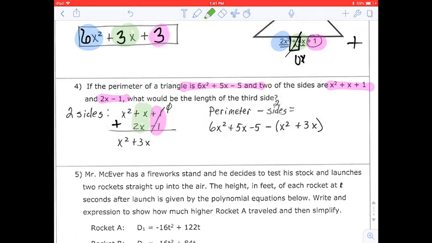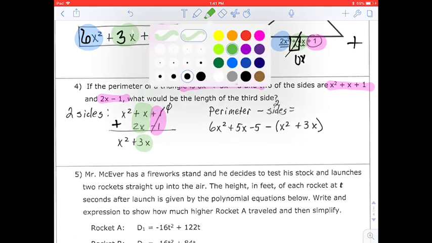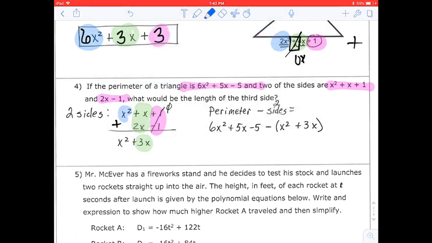1x plus 2x gives me 3x. And then I add my x squared. x squared plus a whole lot of nothing is x squared. So that gives me 2 sides in my triangle: x squared plus 3x. I know the whole triangle's perimeter, and I know 2 of the sides. So I bet if I subtract the perimeter minus the 2 sides, what will be left will be the third side.